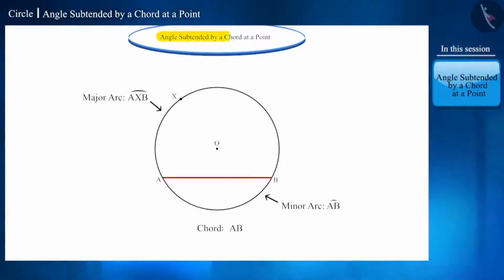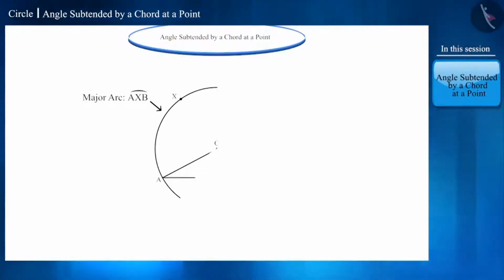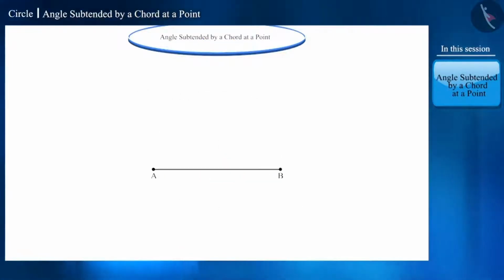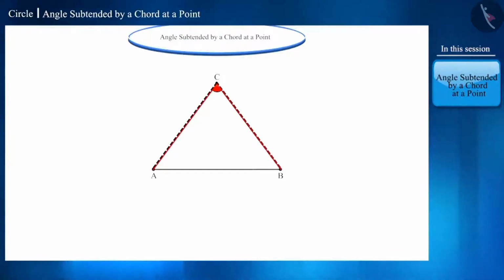What do you understand by an angle subtended by a chord? Let's try to understand this concept. If we draw a line segment AB and take a point C, which is not on this line segment AB, and if we join both ends of this line segment with point C, then angle ACB will be called an angle subtended by line segment AB at point C.